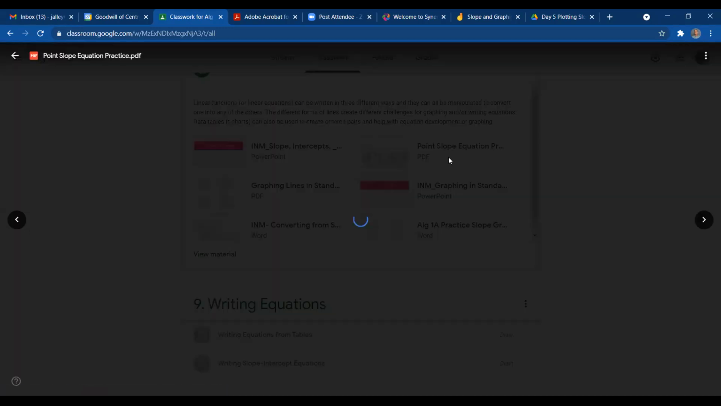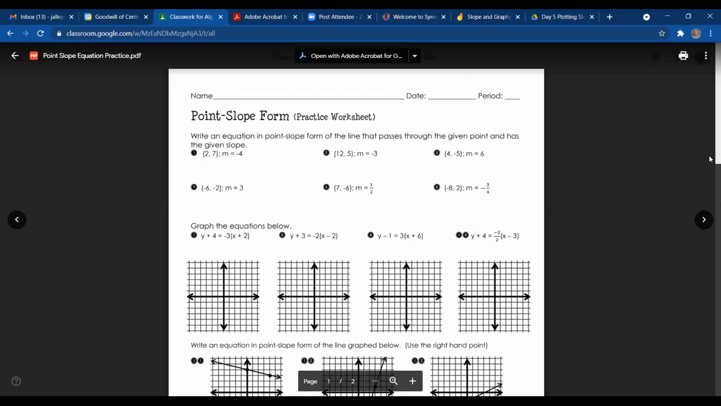And Thursday, we will move to the last of the 3 forms of lines, point slope. Don't worry about that one for the time being. We will do that on Thursday.